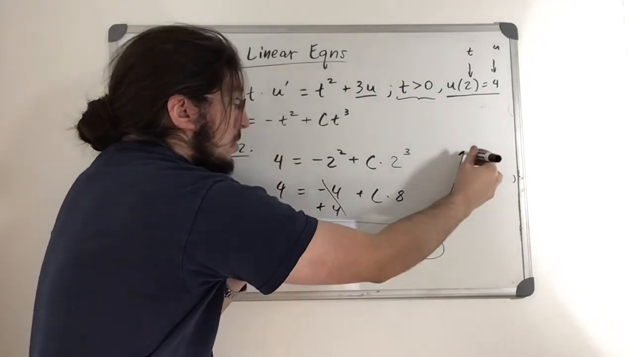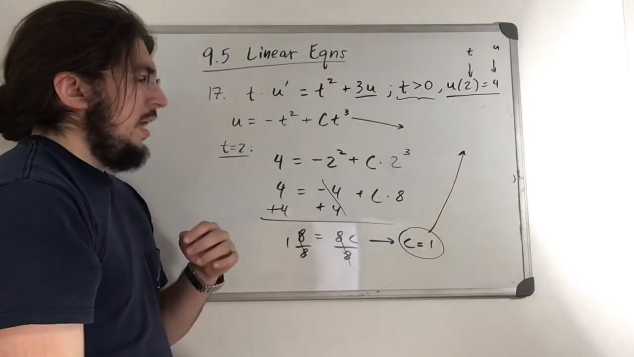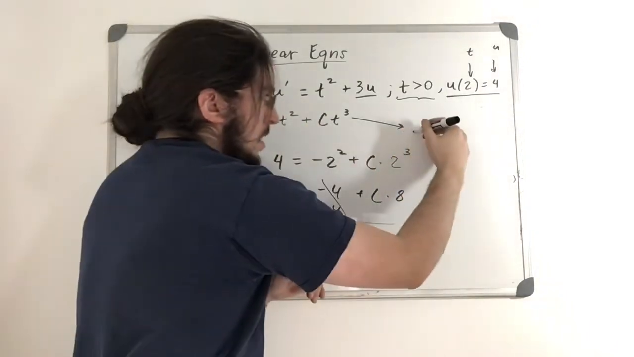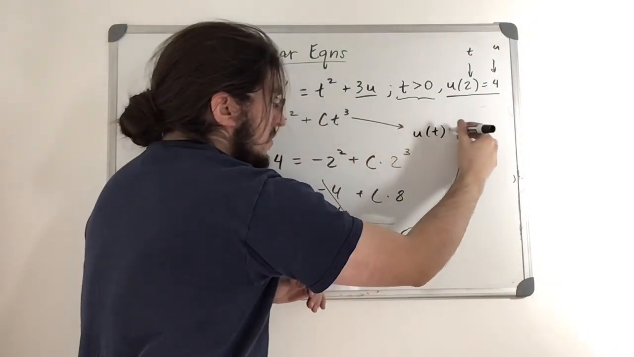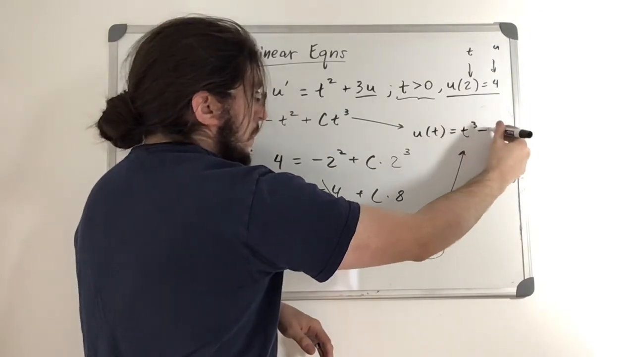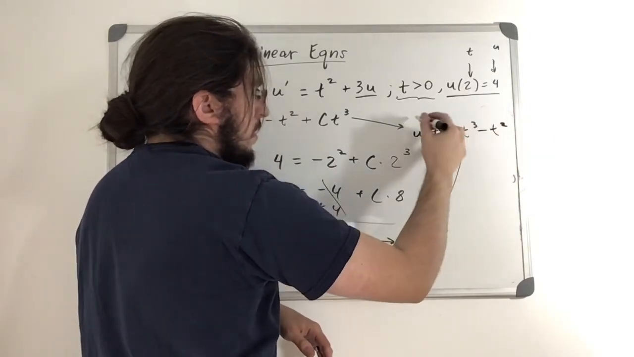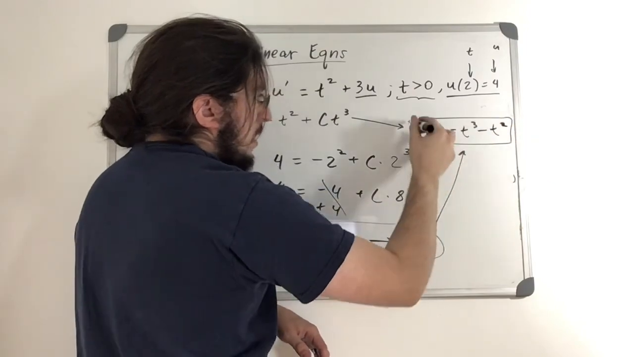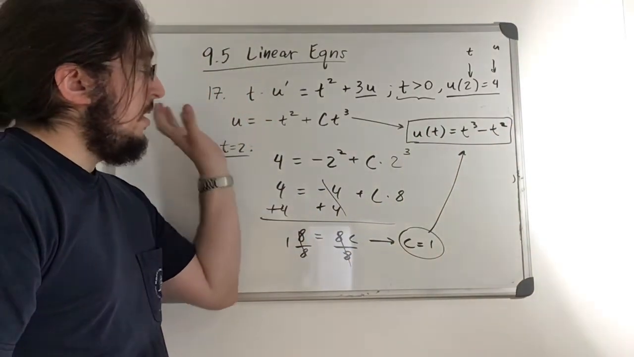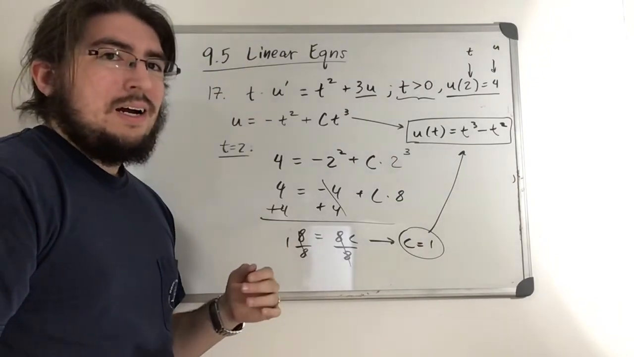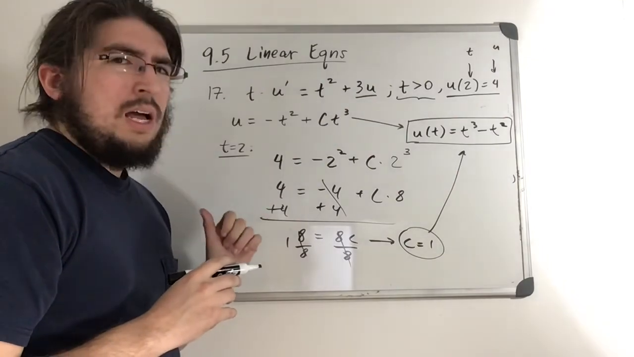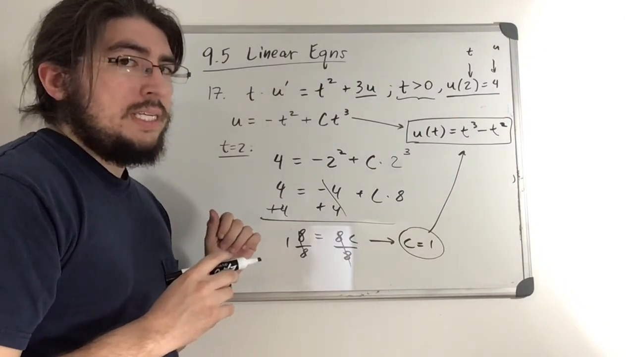Plugging it back into our solution, and I'll write this in a better order, I think. We'll get u now as a function of t is equal to 1 times t cubed, I'll write first, minus t squared. Perfect. And we can check that this is a solution to the differential equation by plugging it into this. I'm not going to do that. You can try that. I'm going to go on to the next problem. I want to do number 19. It looks tough. Let's see how tough it is.